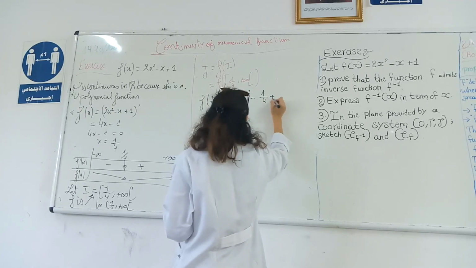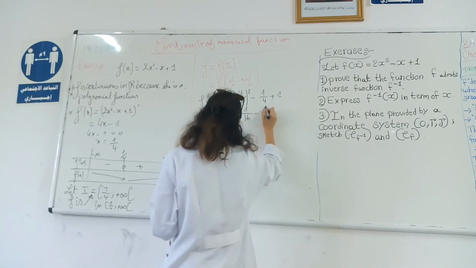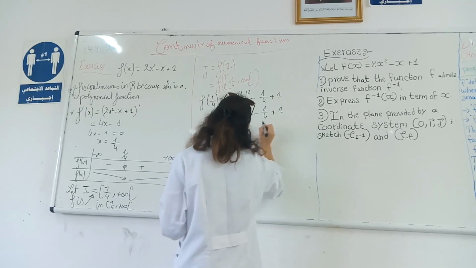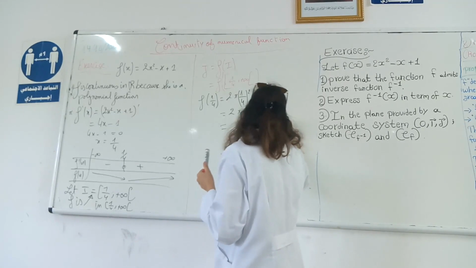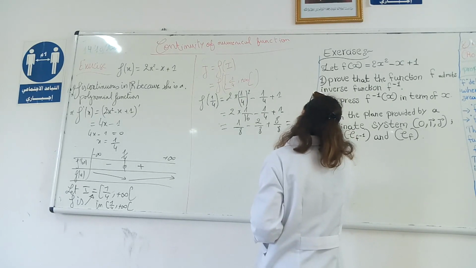1 over 4 plus 1, 2 over 4, that's 1 over 16. Minus 1 over 4 plus 1 is 1 over 8 minus 2 over 8 plus 8 over 8. So minus 1 plus 8 is 7 over 8.